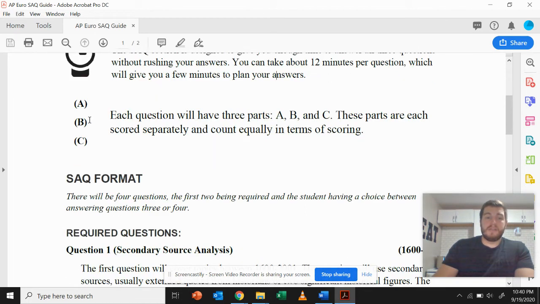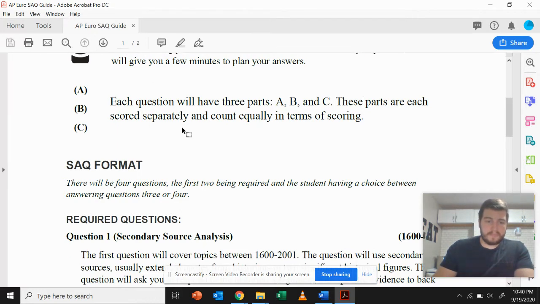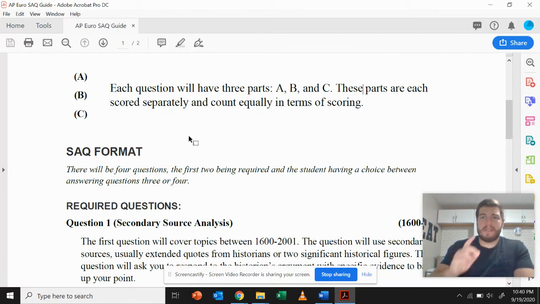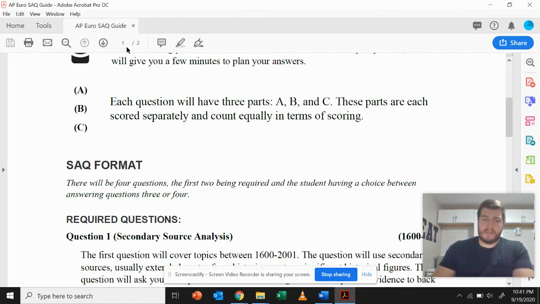So there's three questions, but really there's nine because each question has three different parts, A, B, and C. These parts are scored separately and count equally in terms of scoring. So the SAQ is out of 9 points. If you get A, B, and C right for all three questions, you get a 9 out of 9. And it doesn't hurt in your responses to write the letter A and then your answer, and then write the letter B, a period or parenthesis, and then your B answer, just so it's very clear to the person grading it where your answer for each letter ends, because they will be different.